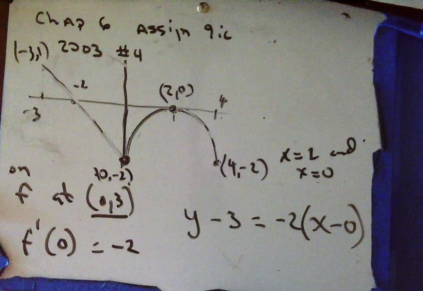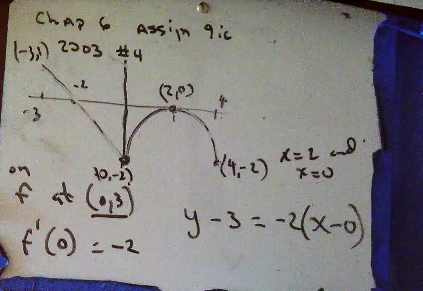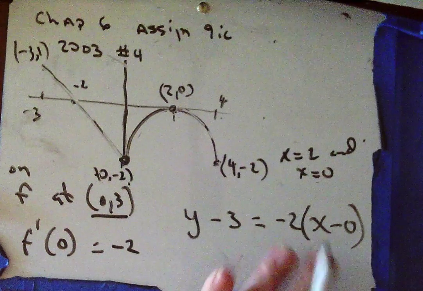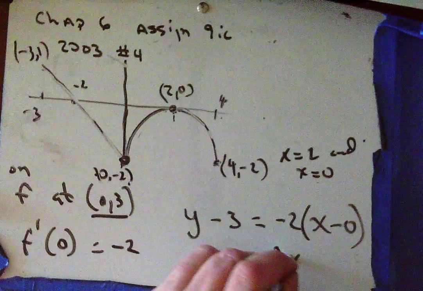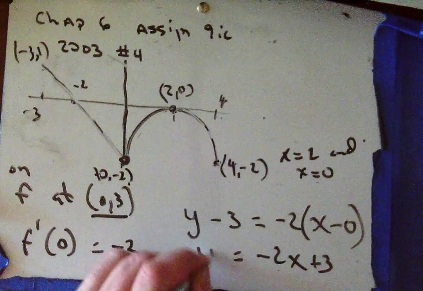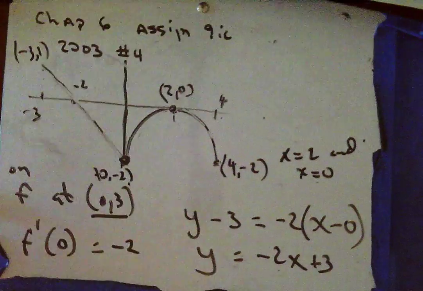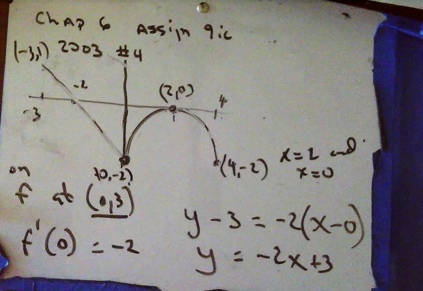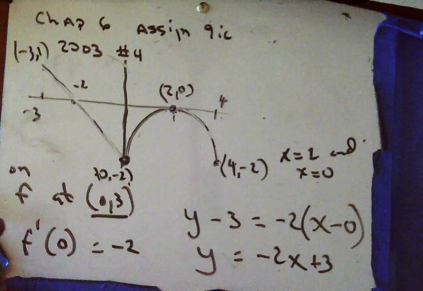And you can certainly stop there. We're just asked for the equation of the tangent line. If you really need to, you could take it further to negative 2x plus 3 equals y. But otherwise, no. Stop. Just be done and move on. Okay?